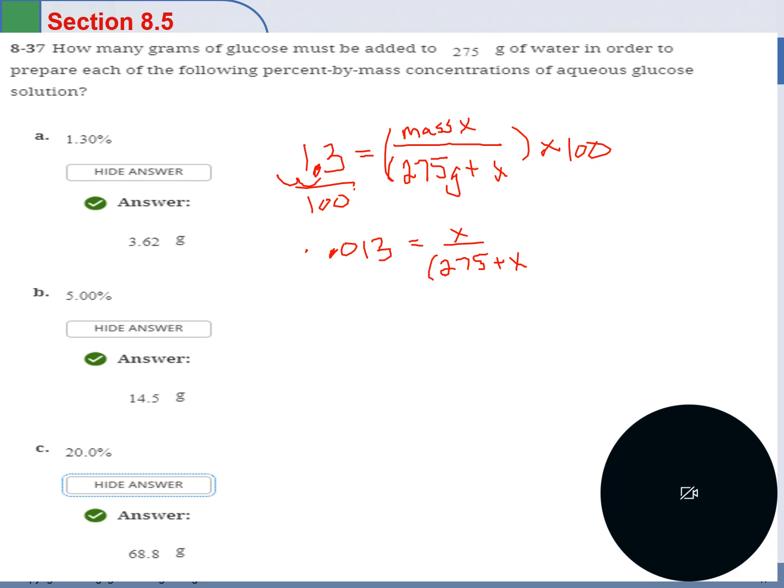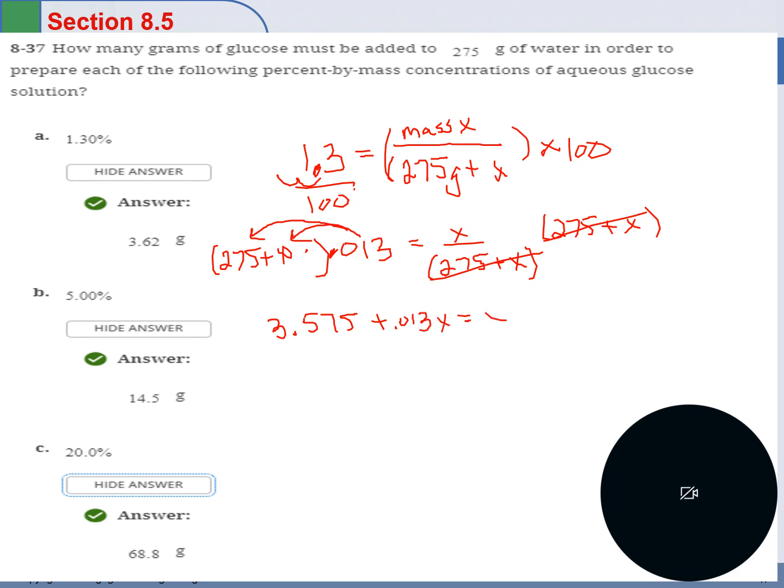So in order to do that, I'm going to multiply both sides by this right here, 275 plus X. And that will cancel it on this side. I'm going to do the same exact thing over here, 275 plus X. And when I distribute this, I think I end up getting 3.575 plus 0.013x is equal to x.